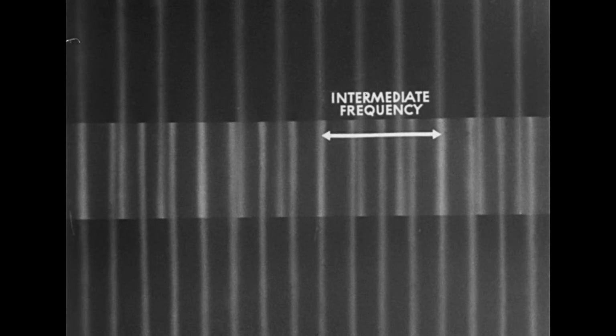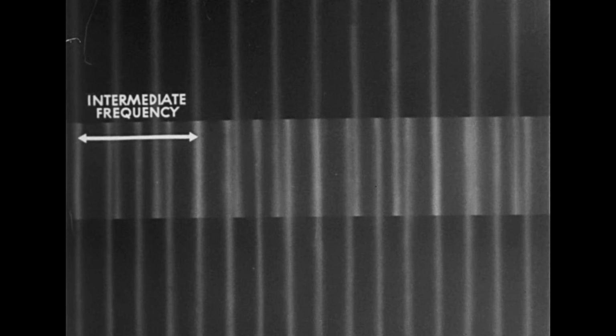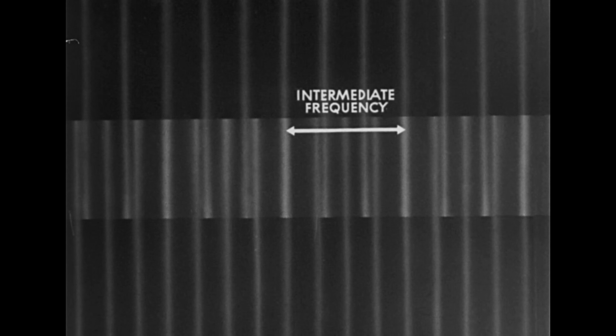This intermediate frequency is of longer wavelength than either of the two waves which mix. It is of lower frequency than either wave, being the difference between the frequency of the two waves. This intermediate frequency is the foundation of the superheterodyne's effectiveness.